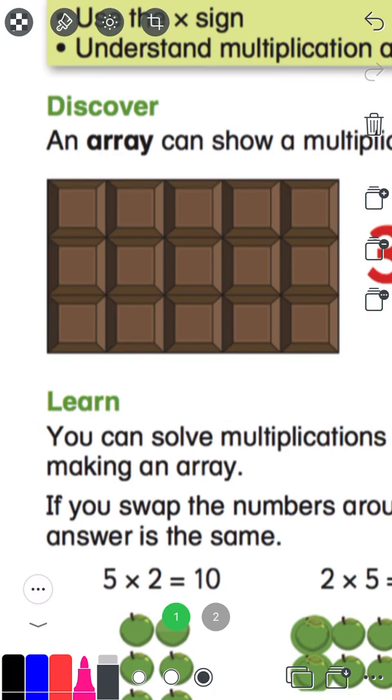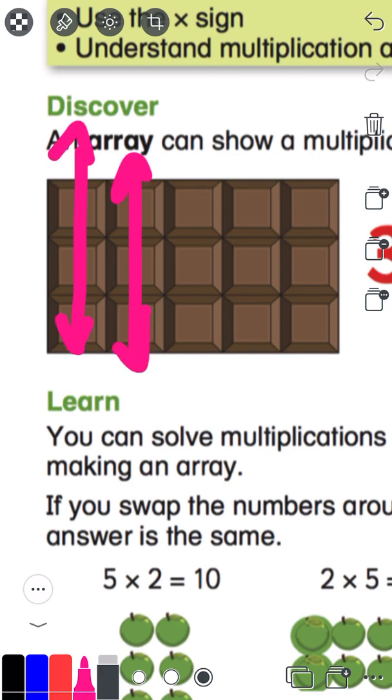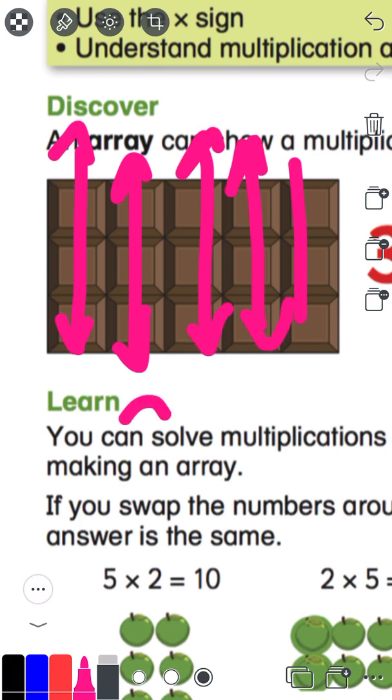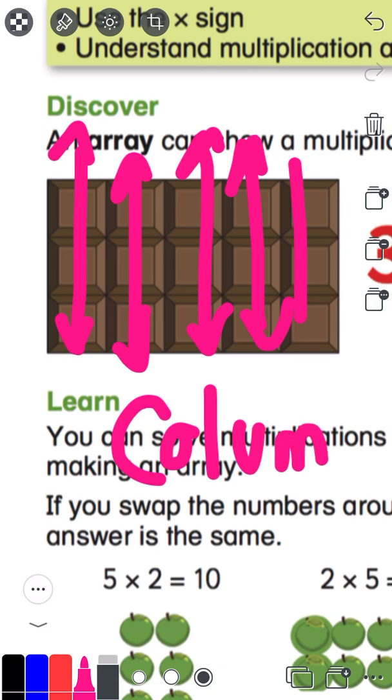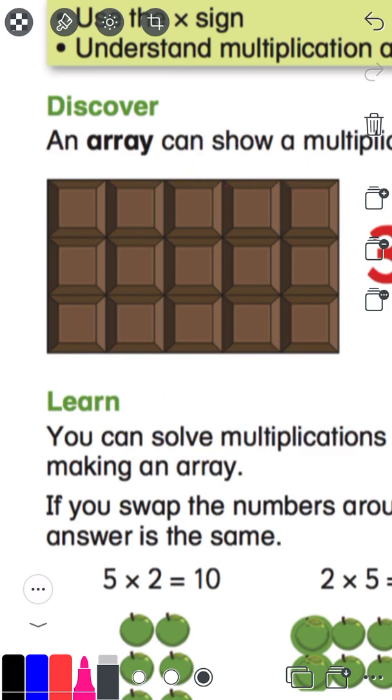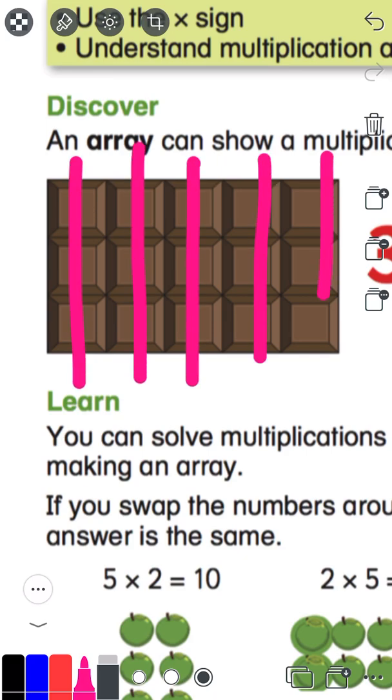Because we have chocolates that go up and down. Look, they play up and down as well. So we have chocolates that go up and down. We call them columns. Say columns. These chocolates that are standing up and going down, they are called columns. Okay, so the first thing we have columns, the chocolates that are standing.